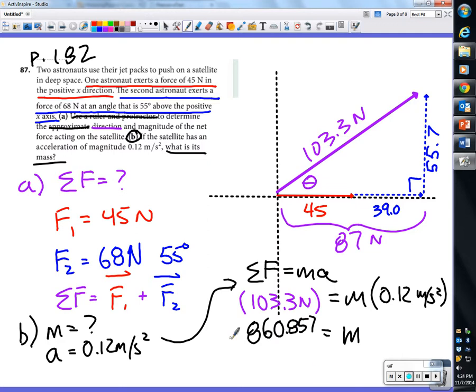That's what my calculator gave me. 2 sig digs here, 2 sig digs here, 2 sig digs here. I will round that to 860 kilograms.